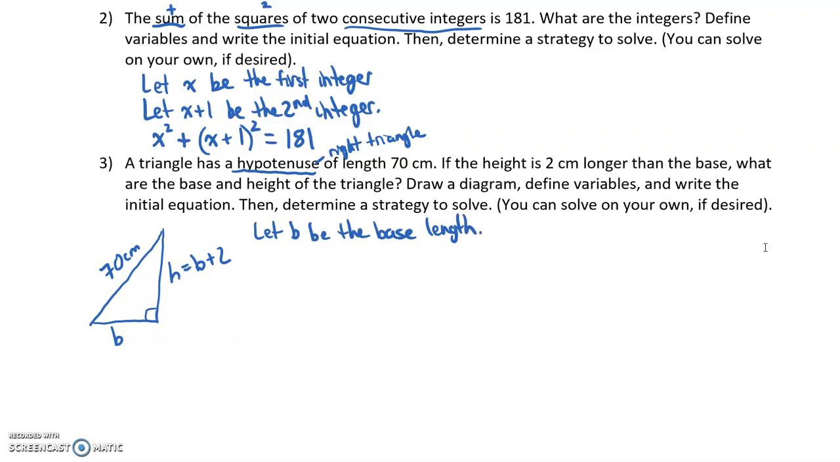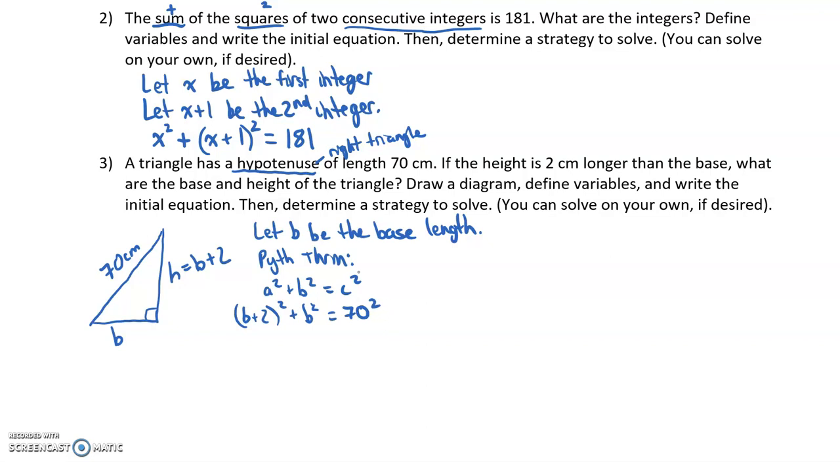Now notice there's no information given here about the area, so we're not going to solve anything with the area. What we are going to solve is the Pythagorean theorem, because we know it's a right triangle. And so using the Pythagorean theorem, it says a squared plus b squared equals c squared. And in this case, the a squared side is the height, so it's (b plus 2) all squared plus b squared is equal to 70 all squared.